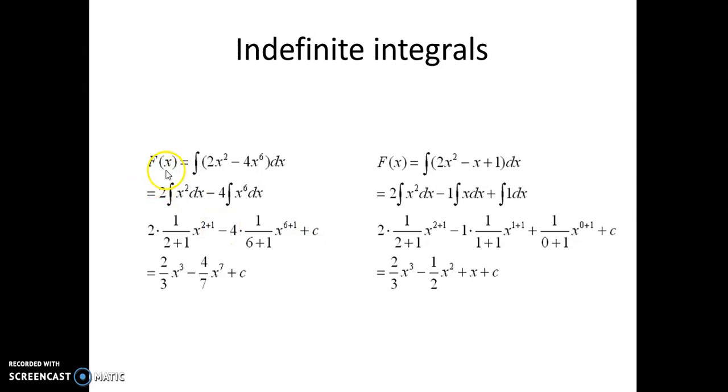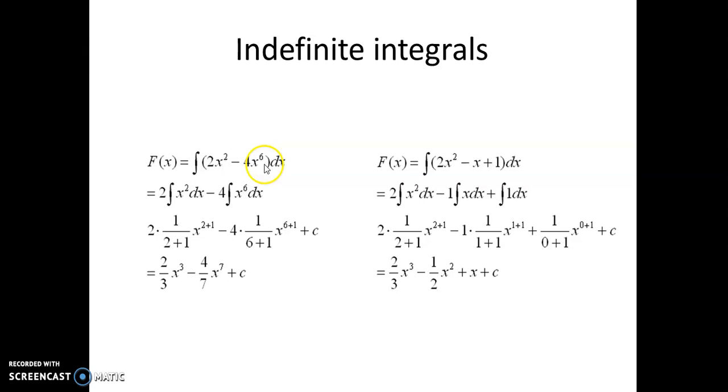Here, f of x is equal to the indefinite integral of 2x squared minus 4x to the power of 6 dx. Notice that here we've got two functions and they have constants. So therefore you're going to deal with this and this separately. This is, for example, your f of x, and that is your g of x. And we're getting the difference between the two.